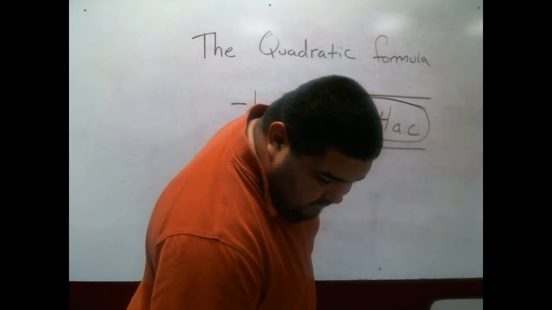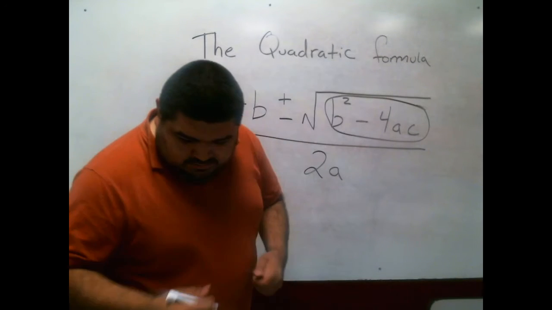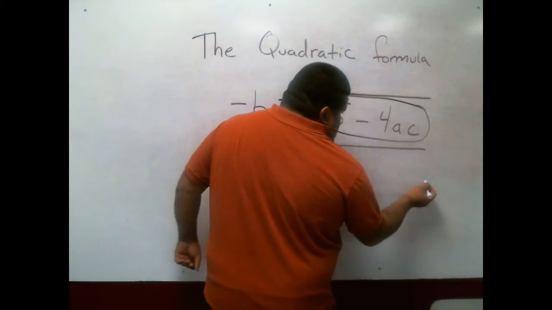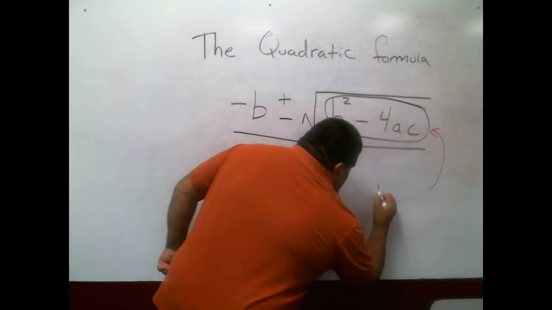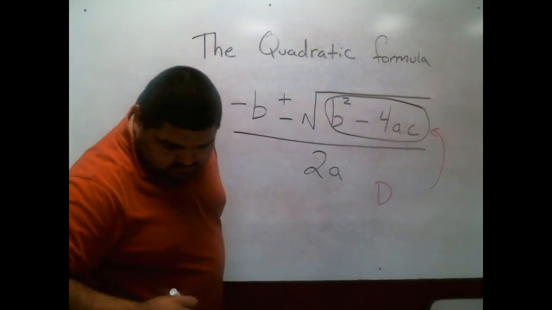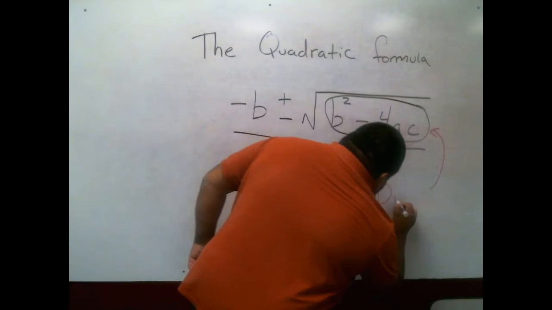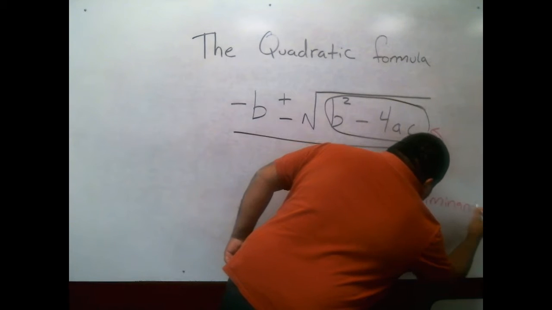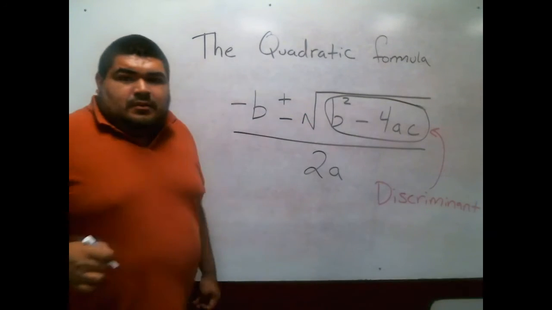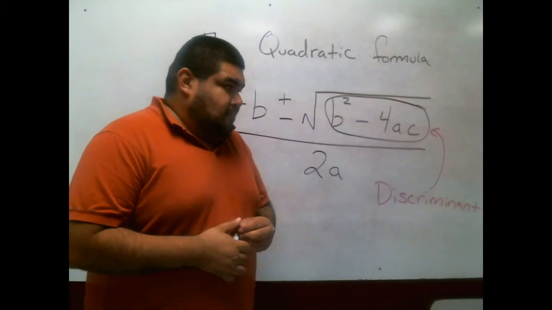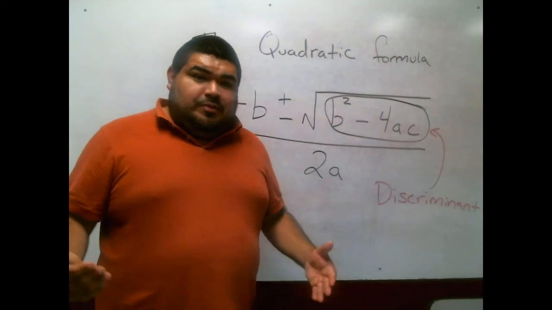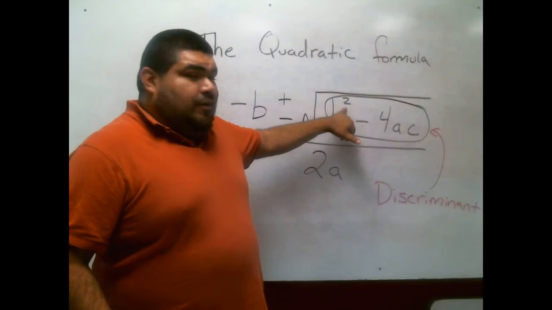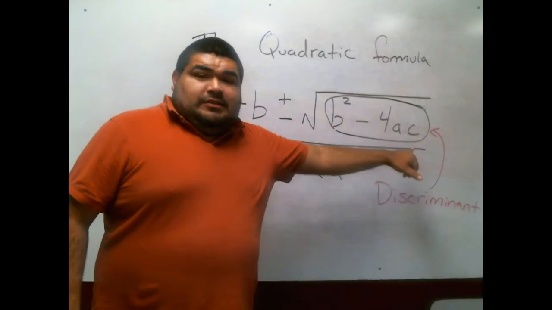So let me write in a different marker here. That is called the discriminant. We're only going to start with that little piece. We're not even going to worry about the radical right now. All we're going to worry about is b squared minus 4ac.